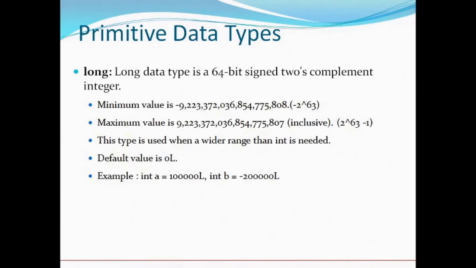This type is used when a wider range than integer is needed. The default value is 0L. Capital L means that you have stored the variable in the long form, in the long data type. So whenever you assign a value to a variable, you must assign it by providing the suffix of capital L after the digits of the number end. Okay.